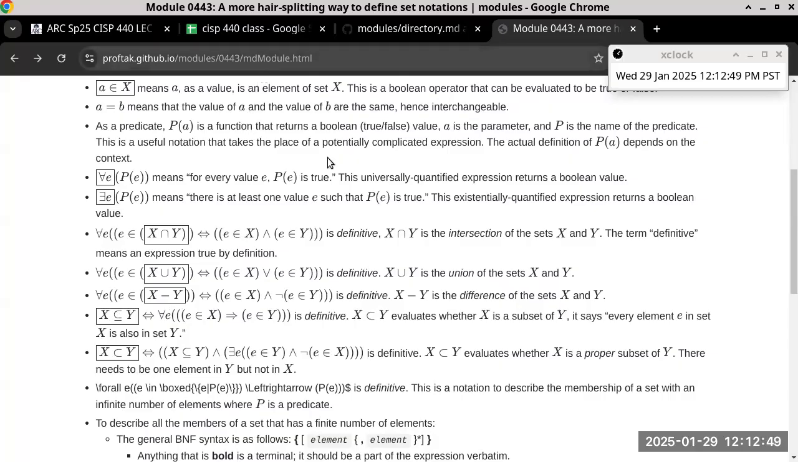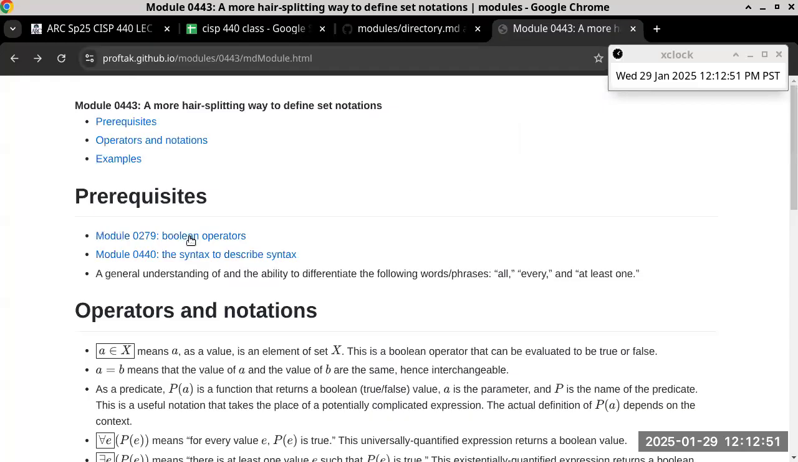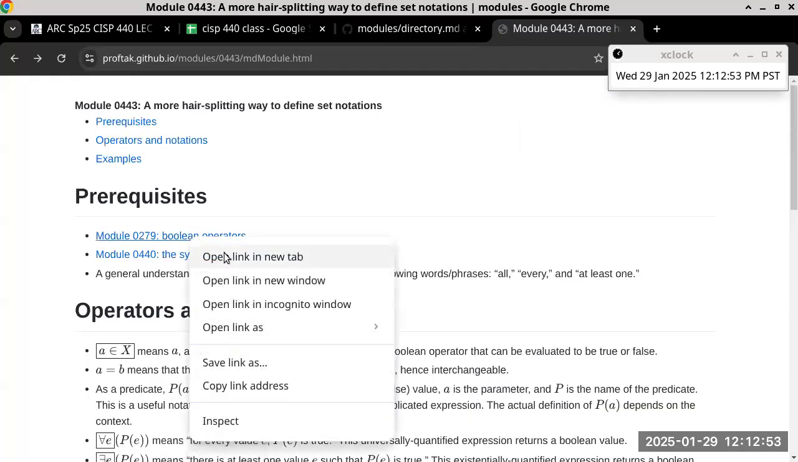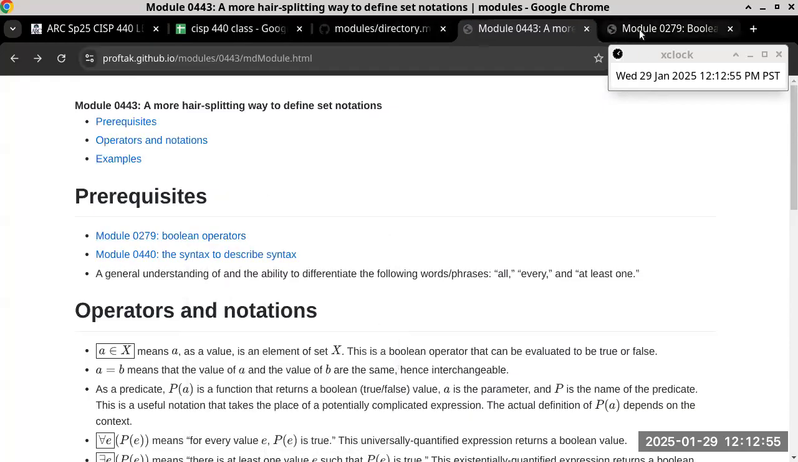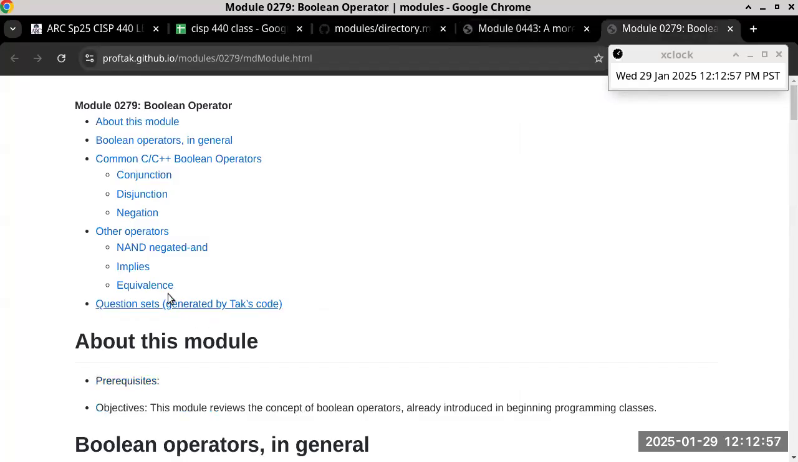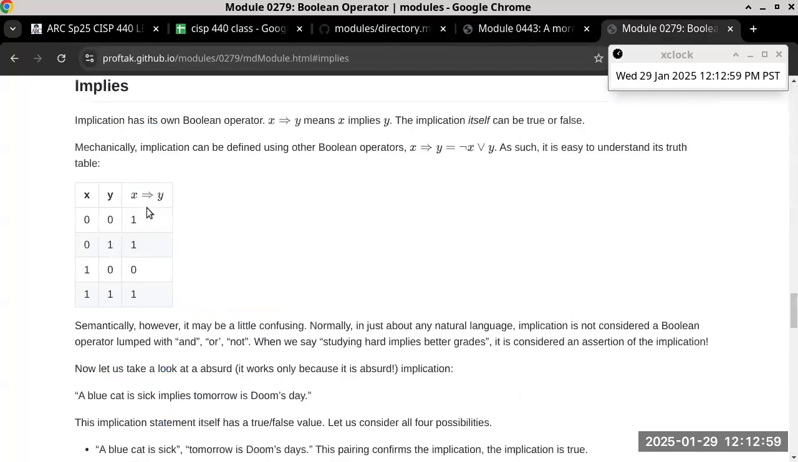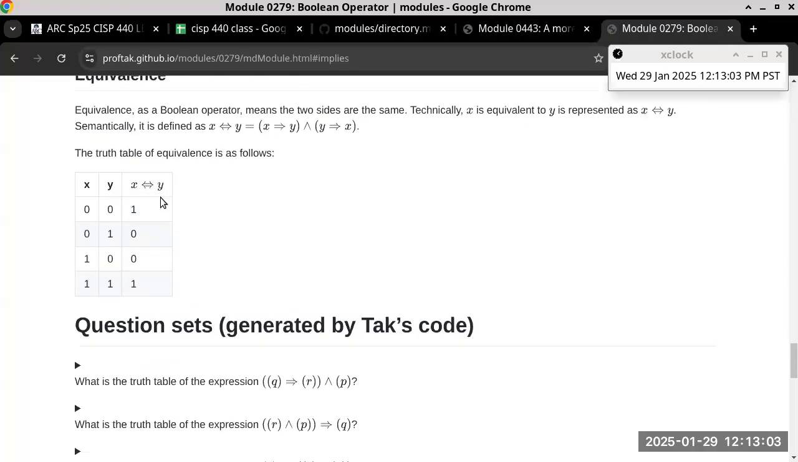That particular module is the one right before this one, so it's a prerequisite requirement. Let's take a look at that one. We are looking at implication, which is this symbol here, X implies Y, versus this symbol here, X if and only if Y. So that's the truth table of if and only if on the right. You mean here? Yes.